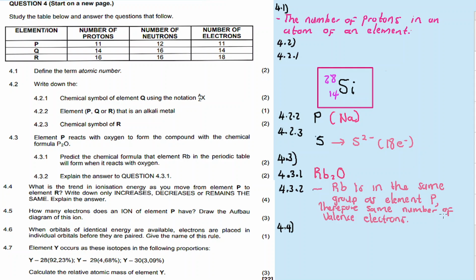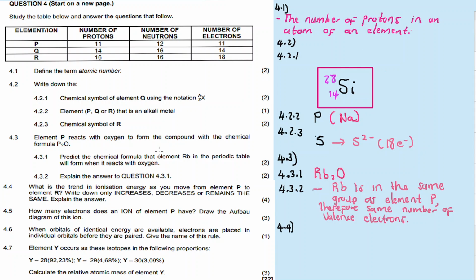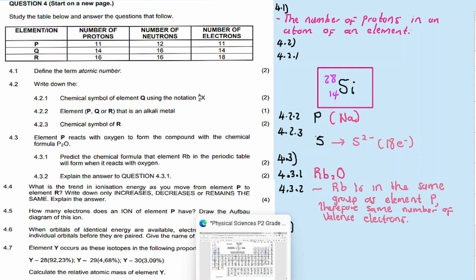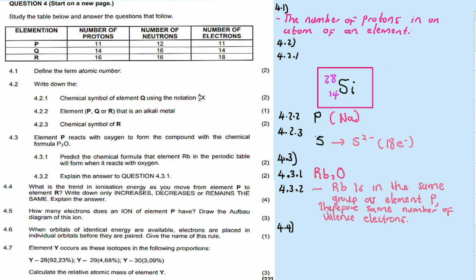4.4: what is the trend in ionization energy as you move from element P to element R? Write down only increase, decrease, or remain the same, and explain your answer. So it's from P to R. R is sulfur, yes, R is sulfur.